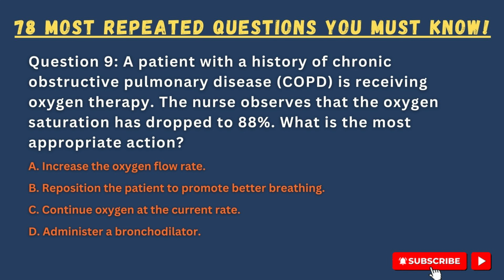The nurse observes that the oxygen saturation has dropped to 88%. What is the most appropriate action? A. Increase the oxygen flow rate. B. Reposition the patient to promote better breathing. C. Continue oxygen at the current rate. D. Administer a bronchodilator.